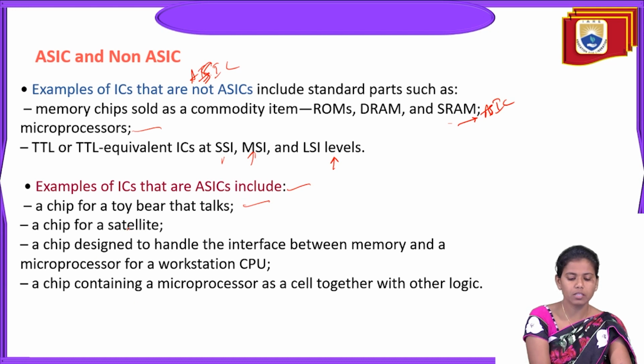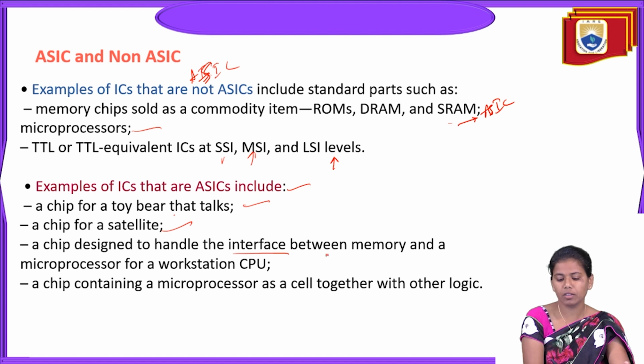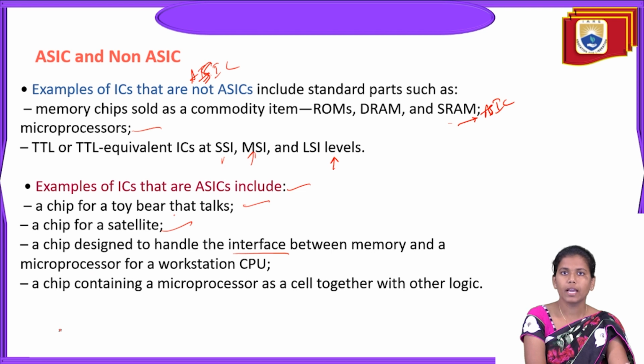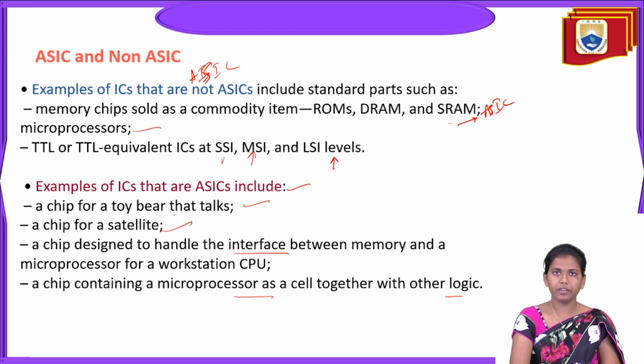So these are a few examples: a chip for a toy that talks, and a chip for a satellite. Okay, and a chip designed to handle the interfacing between memory and microprocessor for a workstation CPU. So here we can see that ASICs can be used as interfacing devices, where they interface between the memory and the microprocessor, and a chip containing a microprocessor as a cell together with other logic. So these are a few applications of application specific integrated circuits.